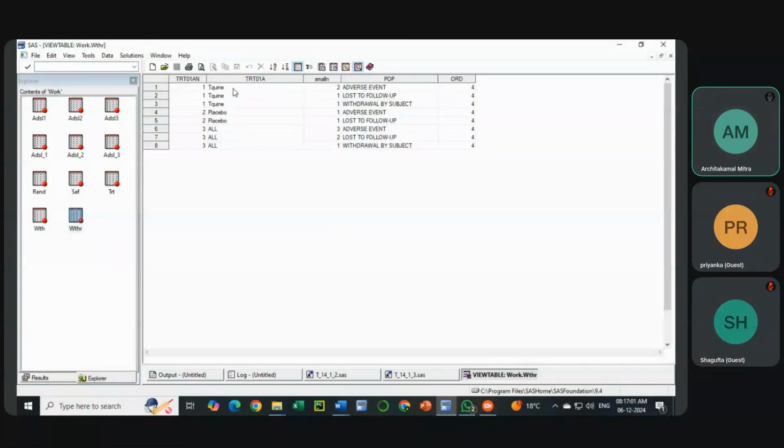See, for drug, adverse event, 2 people have withdrawn. Lost to follow-up, 1 was there. Again, withdrawal by the subject, 1 was there. For placebo, adverse event, 1 was there. Lost to follow-up, 1 was there. So in total, there are how many? 2, 3, 4, 5, 6. 6 people. 4 people in drug who have withdrawn, who discontinued, and 2 people in placebo. See, adverse event, 3 people, right? 2 plus 1, 3. Lost to follow-up 2, 1 plus 1, and withdrawal by the subject 1.